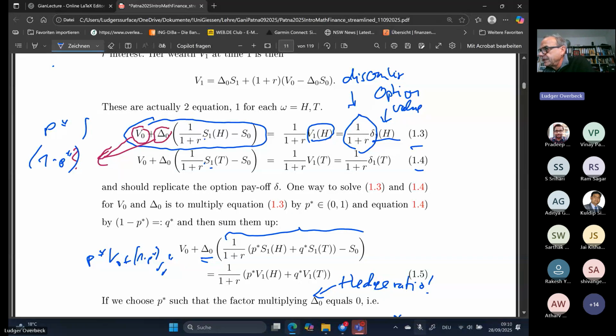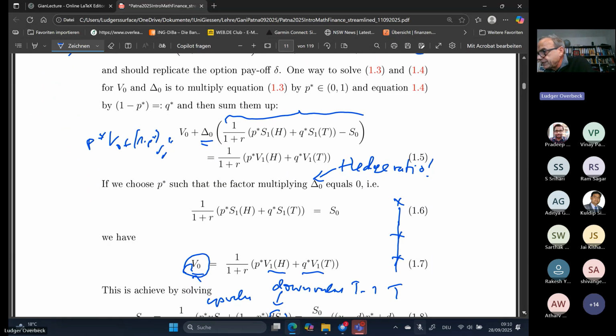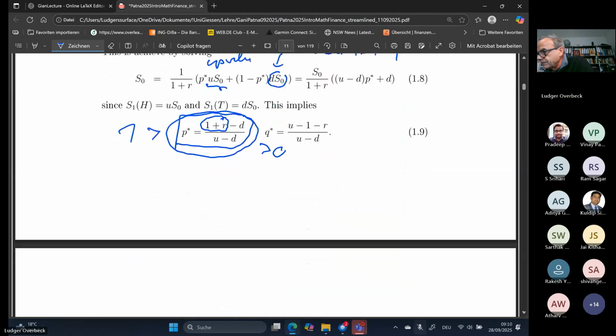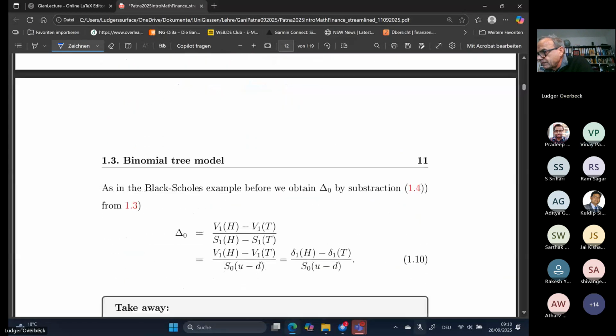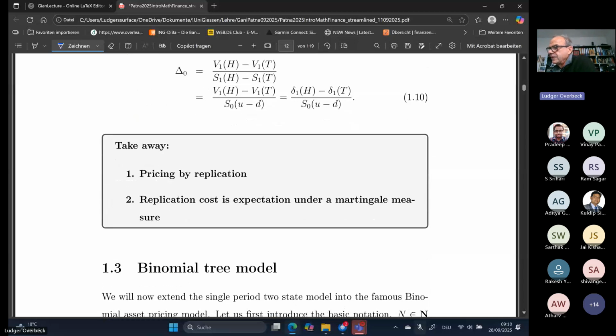And you see easily that delta 0 can be computed even if you don't know V0. And we could also have done it the other way around, just solve for delta 0. That's what we have done in the first simple example. We solved for delta 0 directly. So we get delta 0.